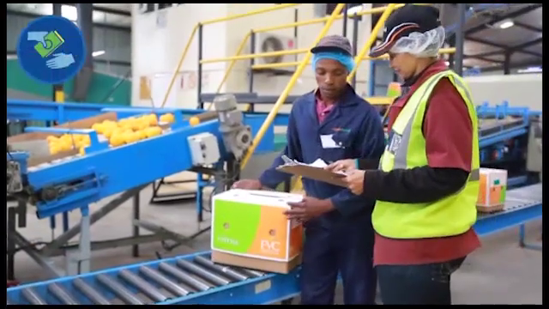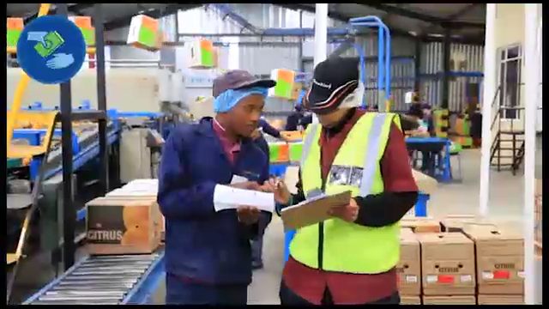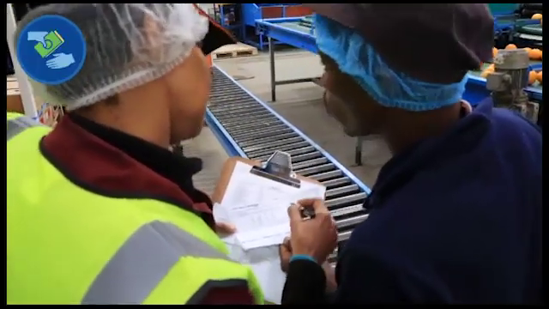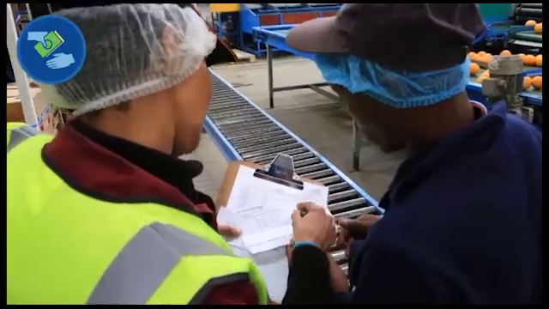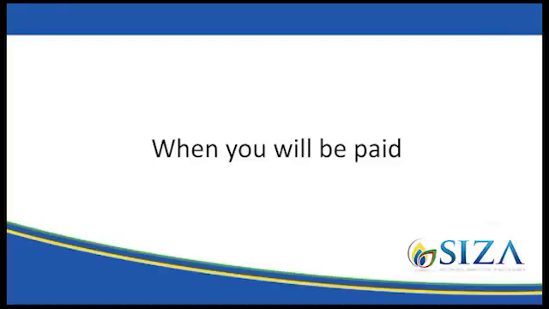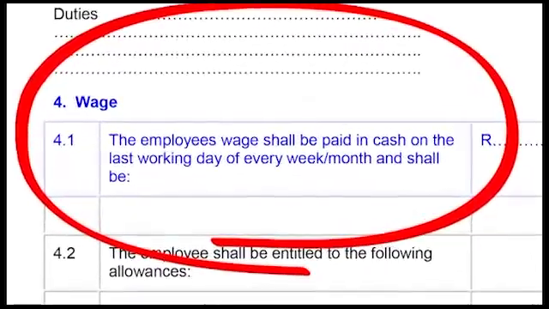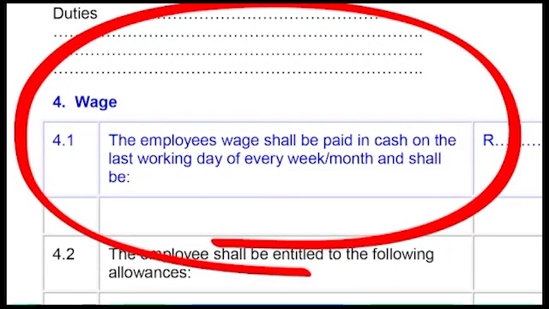Your contract must also say how you will be paid. If you will be paid in cash, or if your wages will be paid into your bank account. Your contract must say when you will be paid: every week, every 2 weeks, or every month.